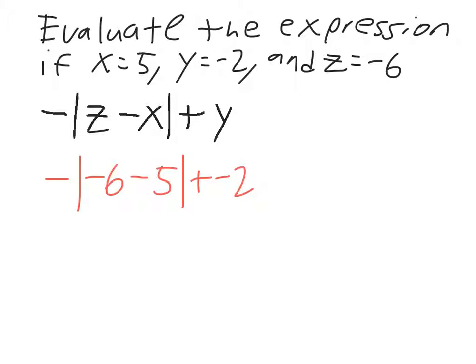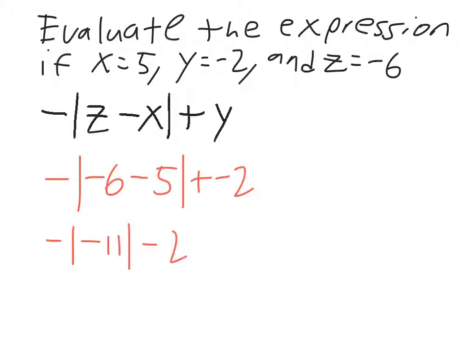So still, we have to do what's inside the absolute value first. So that negative on the outside of the absolute value stays on the outside of the absolute value. So we'll have negative absolute value. Negative 6 minus 5 is negative 11. And then plus negative 2, or we can just say minus 2, because it's the same thing.